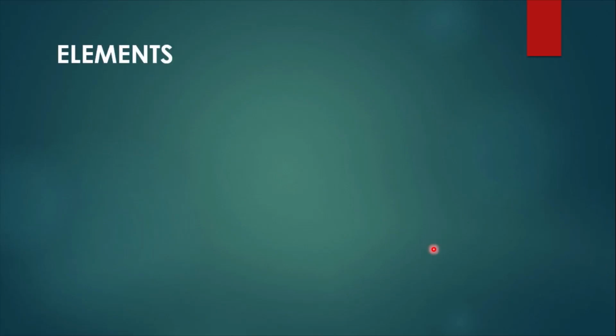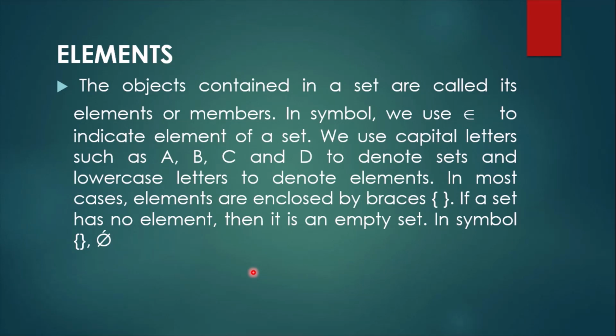Now, let's have elements. The objects contained in a set are called its elements or members. So, we're going to use this symbol to indicate an element of a set. And in sets, we use capital letters to denote sets, and we're going to use lowercase letters to denote elements. And in most cases, elements are enclosed by braces. And if a set has no element, then it is an empty set, or other authors call it null set.